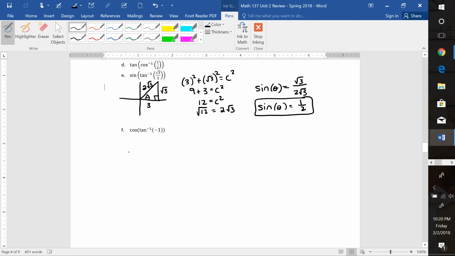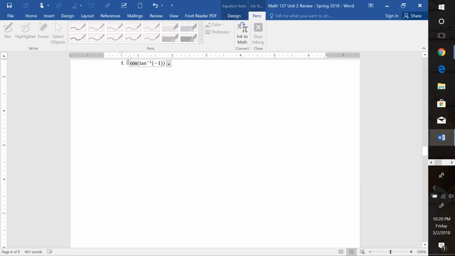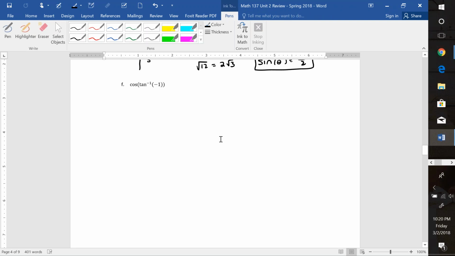And then for the last one on this section, and then I believe, yeah, that's the beginning of the calculator permitted part. So I will stop this as the end of this part. We're looking at this one. This is tan inverse of -1. Okay, for tan to be -1, remember tangent is opposite over adjacent. So that means opposite and adjacent both were exactly the same.